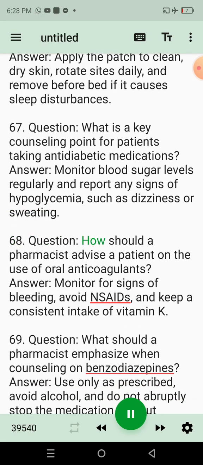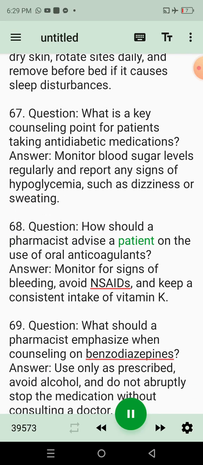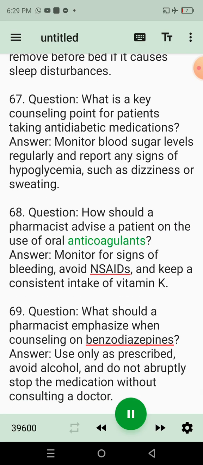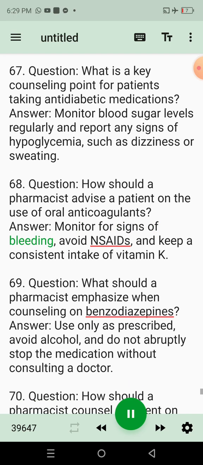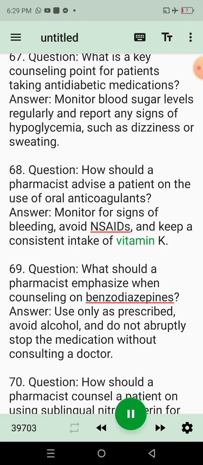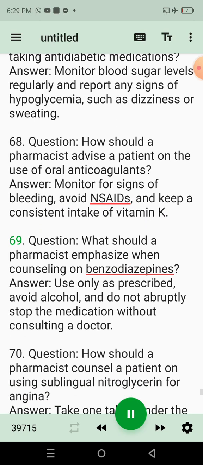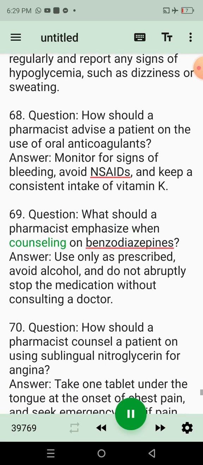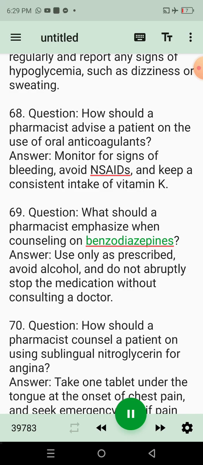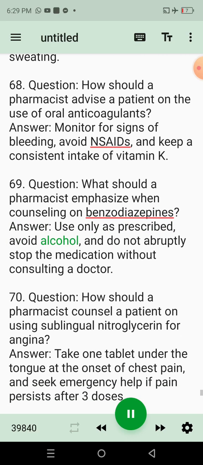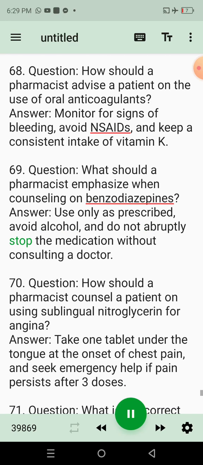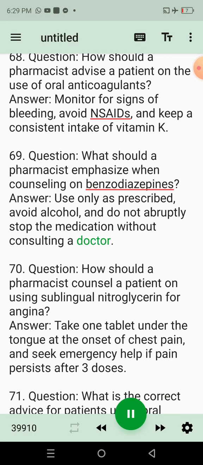68. Question: how should a pharmacist advise a patient on the use of oral anticoagulants? Answer: monitor for signs of bleeding, avoid NSAIDs, and keep a consistent intake of vitamin K. 69. Question: what should a pharmacist emphasize when counseling on benzodiazepines? Answer: use only as prescribed, avoid alcohol, and do not abruptly stop the medication without consulting a doctor.